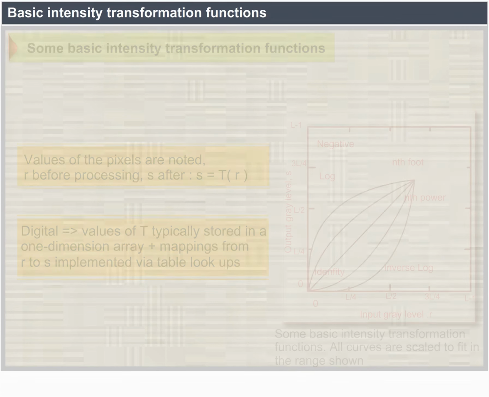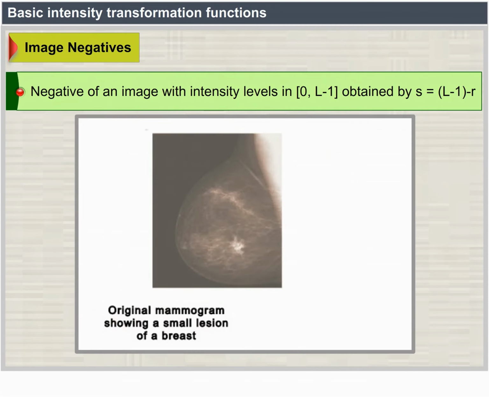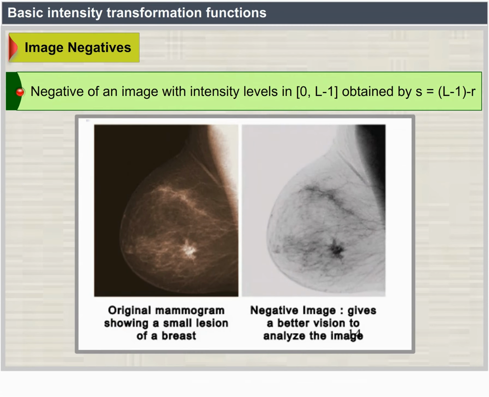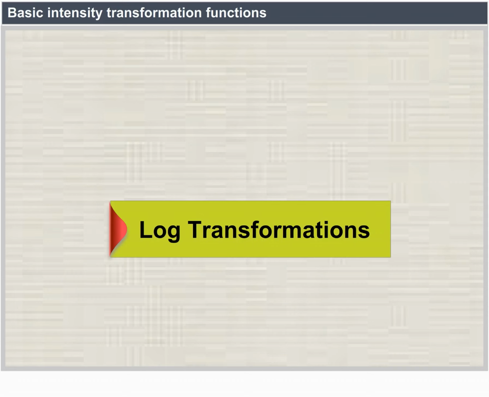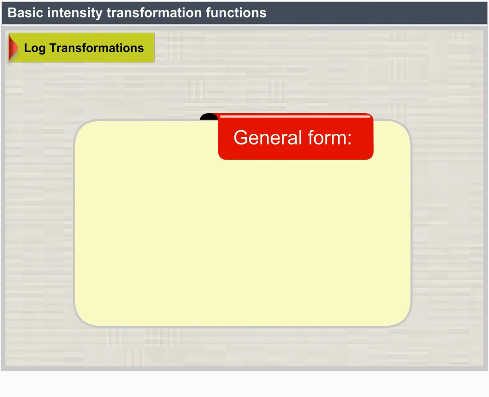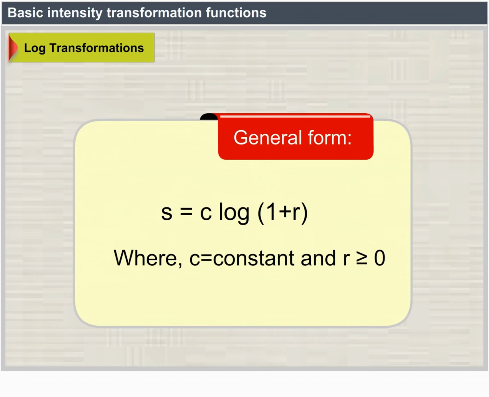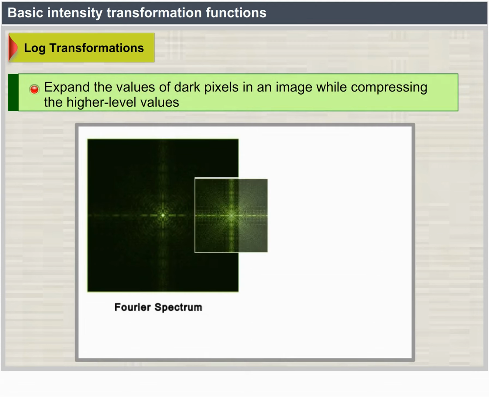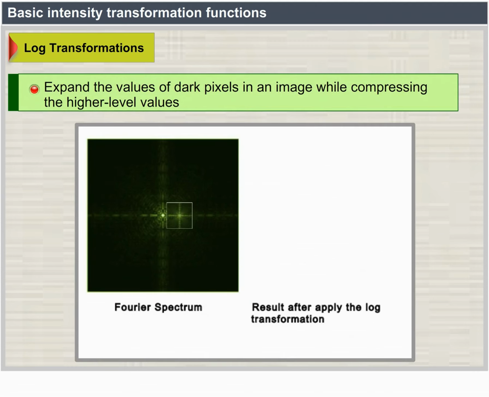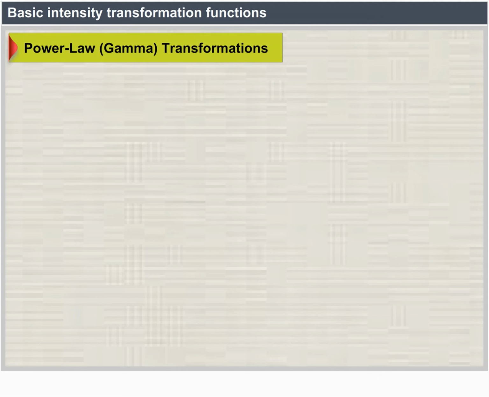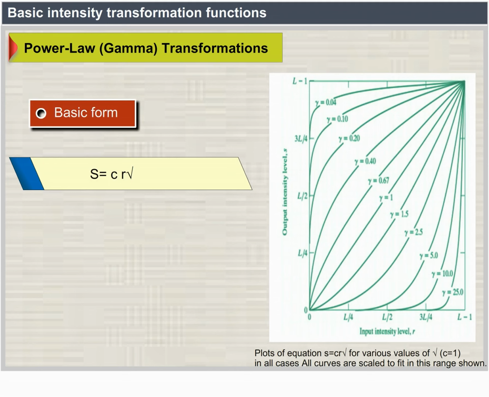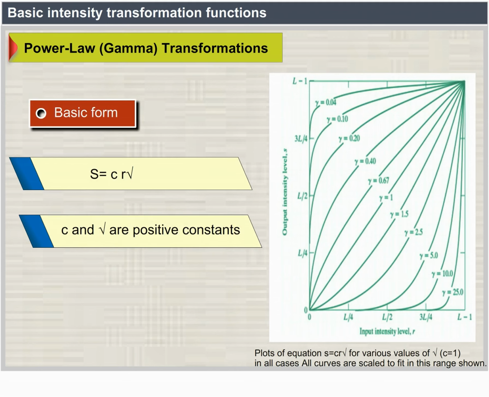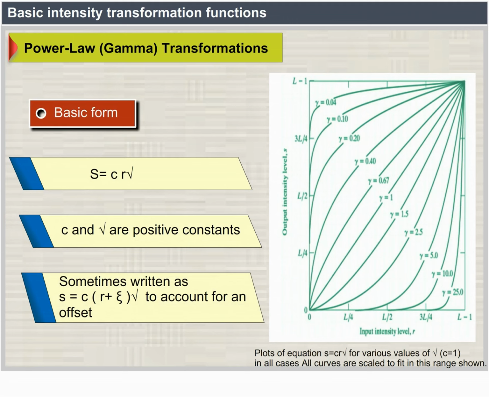Image negatives. The negative of an image with intensity levels in 0 to L-1 is obtained by S equals L-1 minus R. Log transformations. General form S equals C log of 1 plus R, where C is a constant and R is greater than or equal to 0. This expands the values of dark pixels in an image while compressing the higher level values. Power law, gamma transformations. Basic form S equals C R to the gamma, where C and gamma are positive constants, sometimes written as S equals C times R plus epsilon to the gamma to account for an offset.